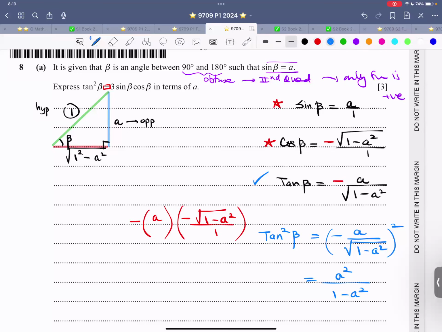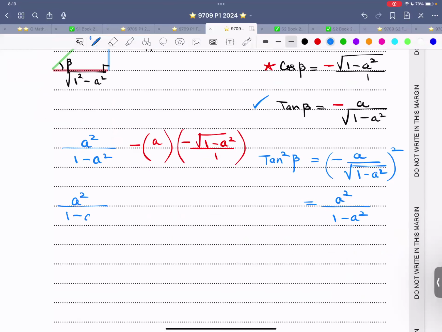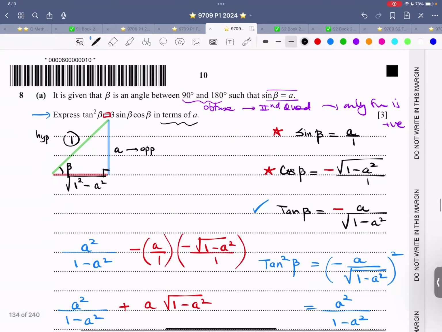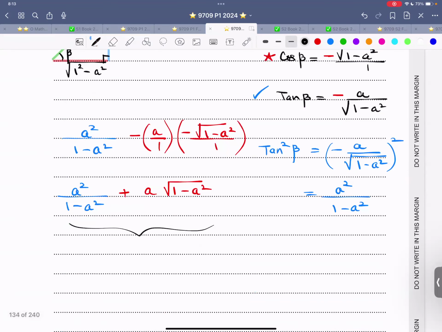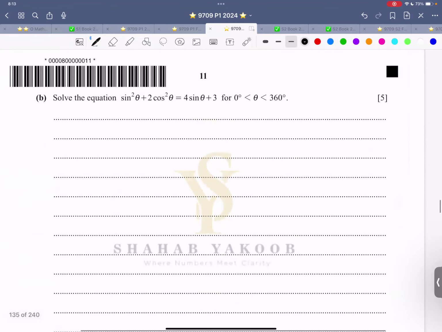And tangent square of beta, I'm focusing on this one. Tangent square of beta is a square over 1 minus a square. So this is a square over 1 minus a square, and the reddish terms are positive. No need to simplify, just leave the answer as it is, because it says in terms of a, it does not talk as such about simplification. So now this thing is also done. Question 8 is done.